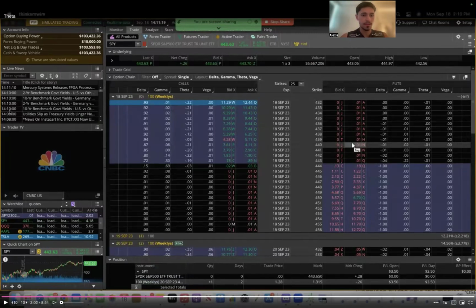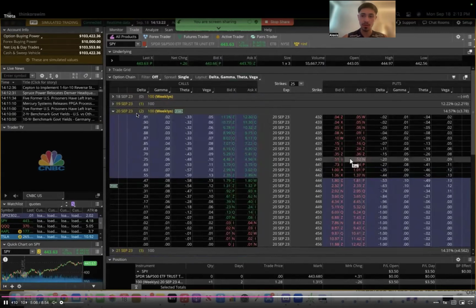So in this example, let's say at the time of recording, it's probably a long time ago, the stock, SPY, was at 443. Let's say the time of recording was September 18th. So we're not going to look at contracts that expire the same day. Let's look at a contract that expires in like 2 days, let's say September 20th. Okay, so this is 2 days to expiration.